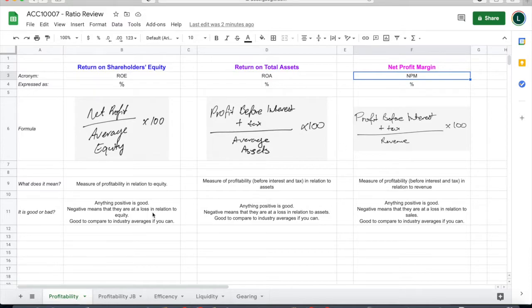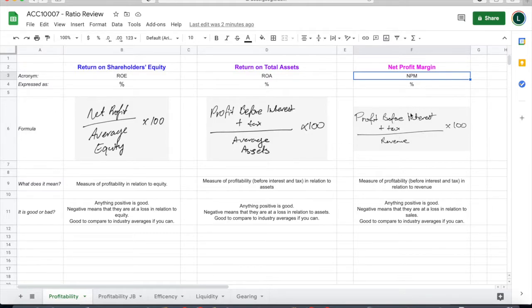Okay, so let's have a look at our formulas here. It is important to understand our formulas because this helps us to write a little blurb in terms of what is happening with those ratios. So return on shareholders' equity, we have net profit over average equity. Net profit could be called net income, and average equity can be average shareholders' equity. Return on total assets, profit before, that's important, interest and tax. So sometimes we might have to add on tax or interest, as you'll see next. And over average assets, and then over here we've got profit before interest and tax over revenue.